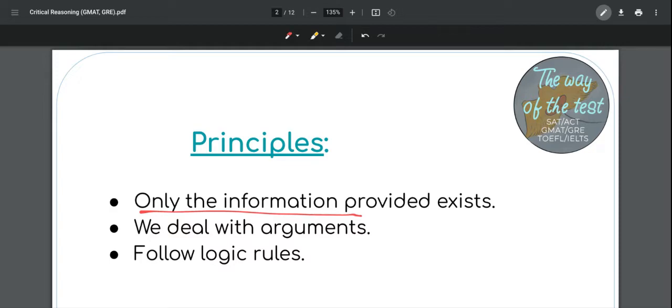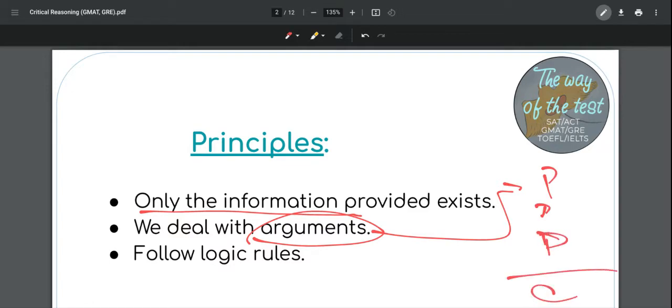The second principle is to remember that we're dealing with arguments. Remember that an argument is a set of premises that lead to a conclusion. So every single text in the critical reasoning section will be an argument, okay? Both in the GMAT and in the GRE, every single text has an argument. Sometimes the conclusion is not part of the prompt, sometimes the conclusion is in the alternatives, but altogether there has to be an argument.